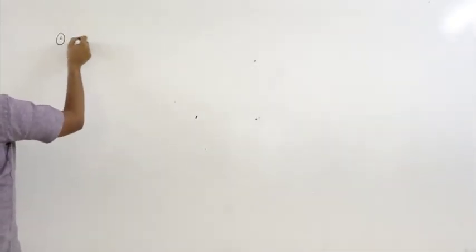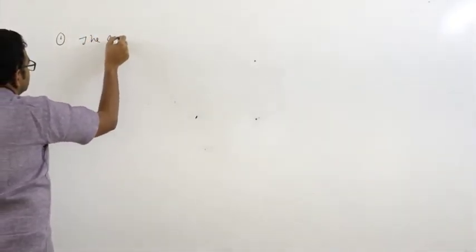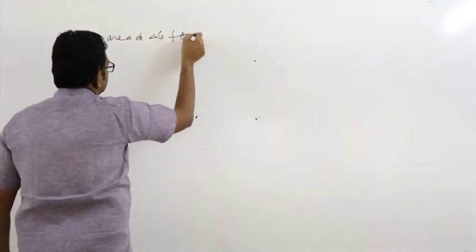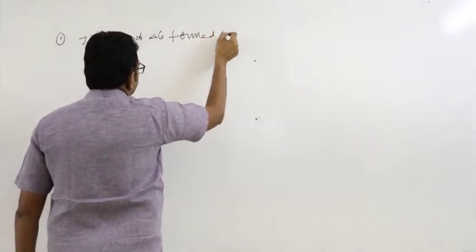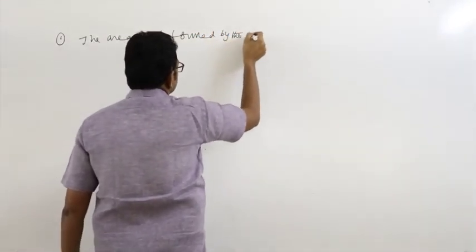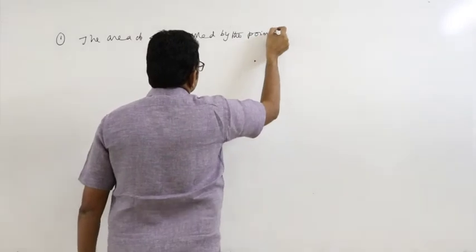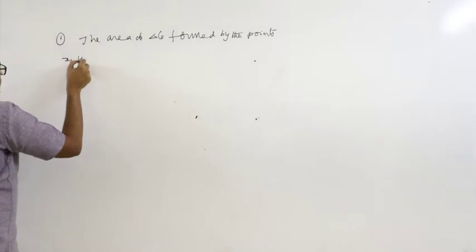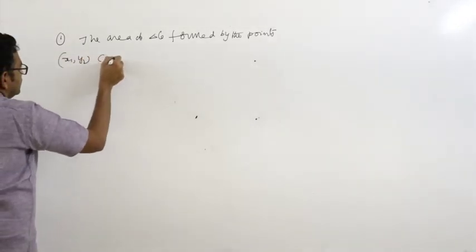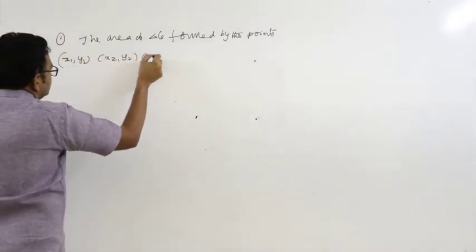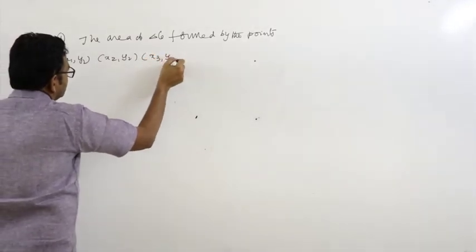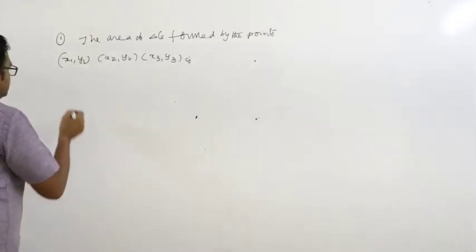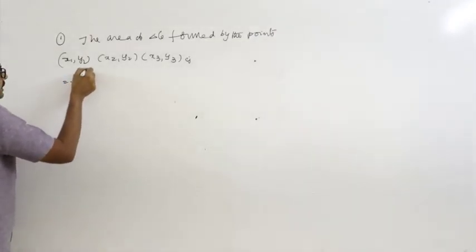Next point, the area of triangle formed by the points x1 comma y1, x2 comma y2 and x3 comma y3 is the area of triangle. You know the formula in 10th class, it is there.